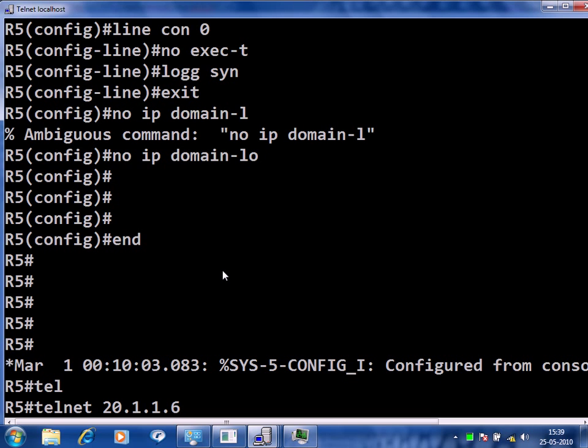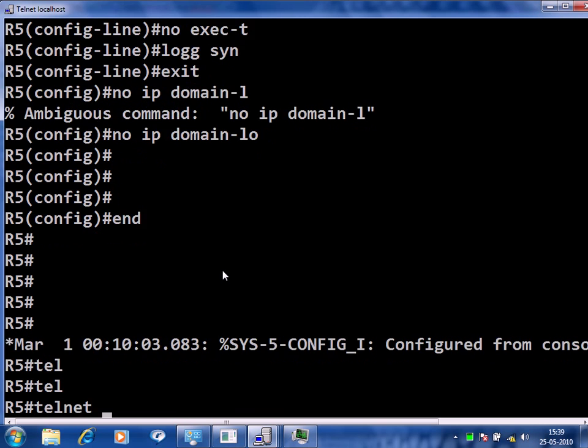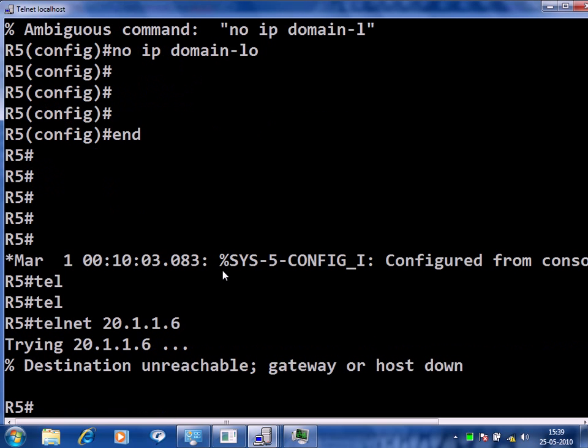So R5 is the inside network. I am trying to go to the outside and telnet to 20.1.1.6. Will I be able to reach or not? Yes or no? How many of you are saying yes? All are wrong. The reason is, what are you missing? Exactly right. Routing comes first, then everything else.